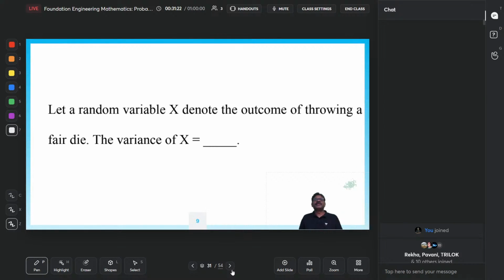Next one. A random variable X denotes the outcome of throwing a fair dice. What is the variance of X? X is a random variable, the outcome of throwing a fair dice. If one dice is thrown, the possible outcomes are 1, 2, 3, 4, 5, 6.